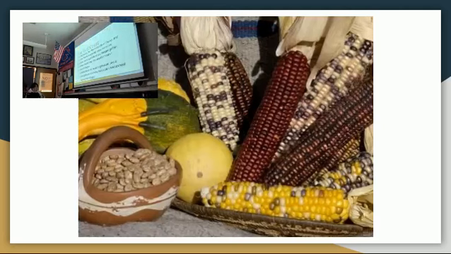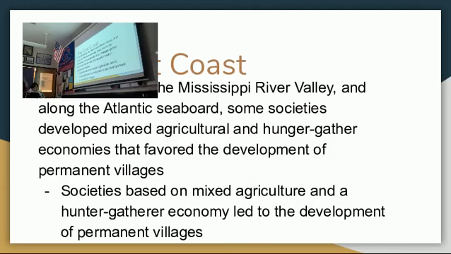Now, in terms of the East Coast, this is the second section you must know, so make sure you start this section. You need to know the Southwest tribes especially, and the East Coast tribes. What you need to know about the East Coast is, if you go ahead and highlight where it says mixed agricultural and hunter-gatherer economies, and highlight permanent villages.